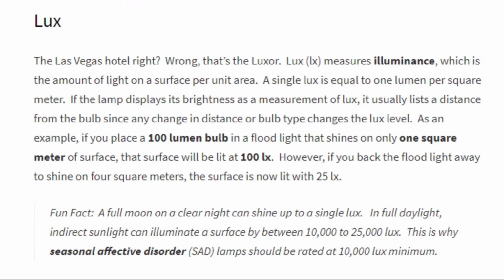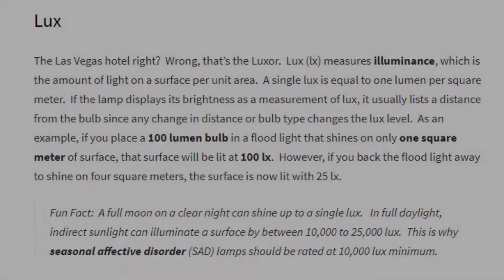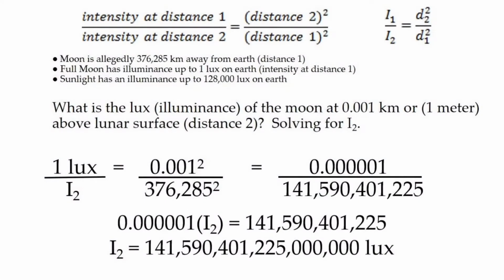It is allegedly 376,285 kilometers to the moon, from Earth's surface to moon surface. Let's assume our Apollo astronaut is 0.01 kilometers, or 1 meter, above the surface of the moon. We now plug the numbers into our inverse square law equation to find the intensity of the moonlight at the surface, solving for intensity at distance 2. I have the numbers on the printout, but you can see for yourself the problem.